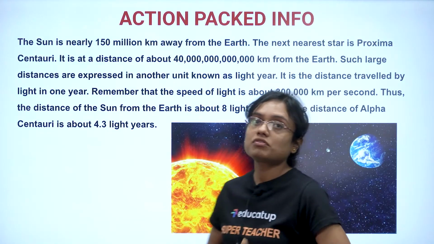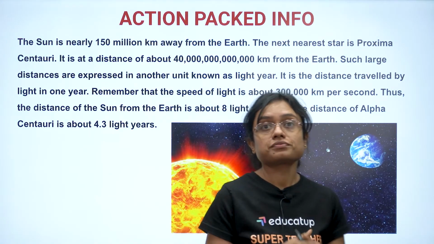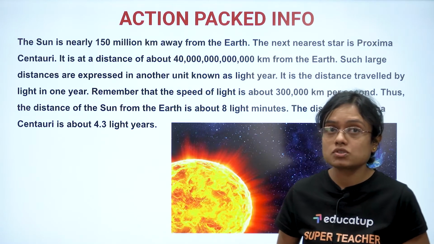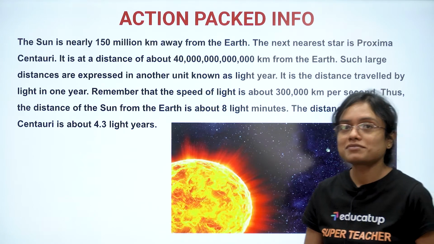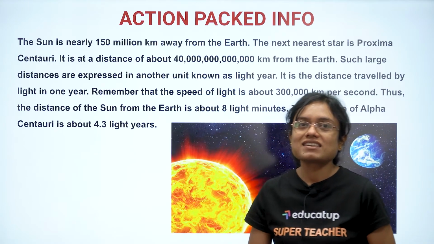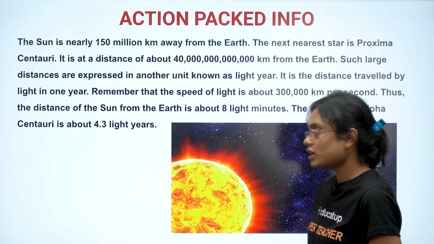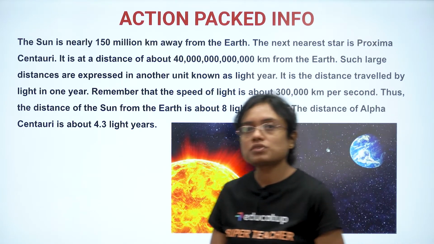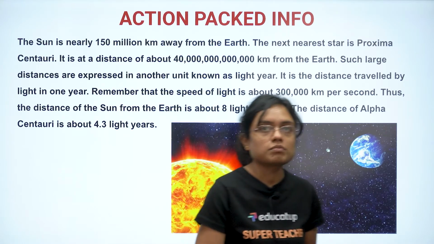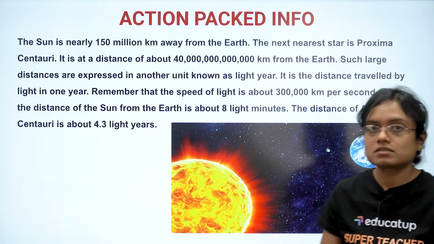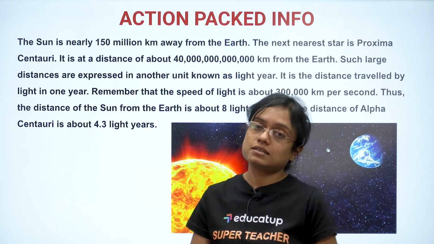Now some action-packed info. The sun is nearly 150 million kilometers away from the Earth. The next nearest star is Proxima Centauri. It is at a distance of about 40 trillion kilometers from the Earth. Such large distances are expressed in another unit known as the light year. It is the distance traveled by light in 1 year. Remember that the speed of light is about 3 into 10 to the power 8 meters per second. Thus, the distance of the sun from the Earth is about 8 light minutes. The distance of Alpha Centauri is about 4.3 light years.